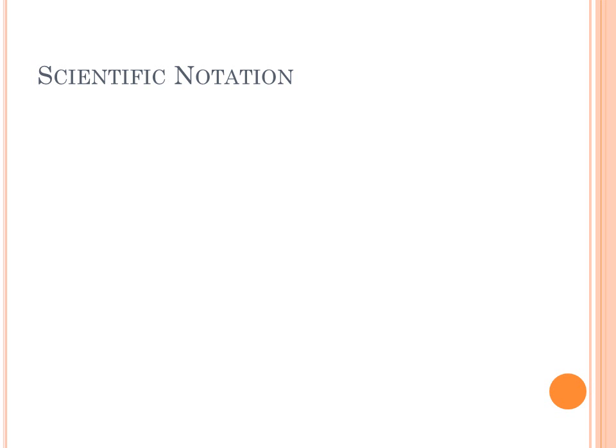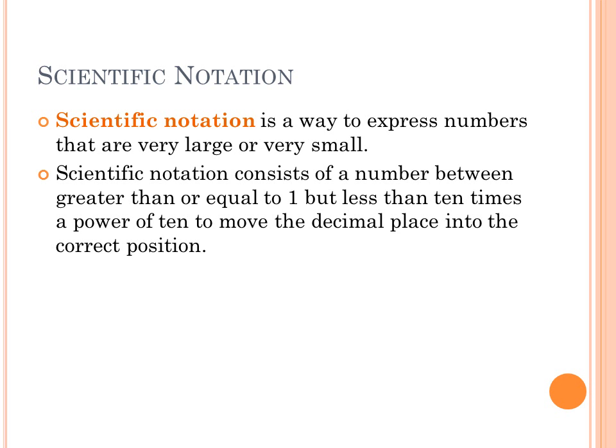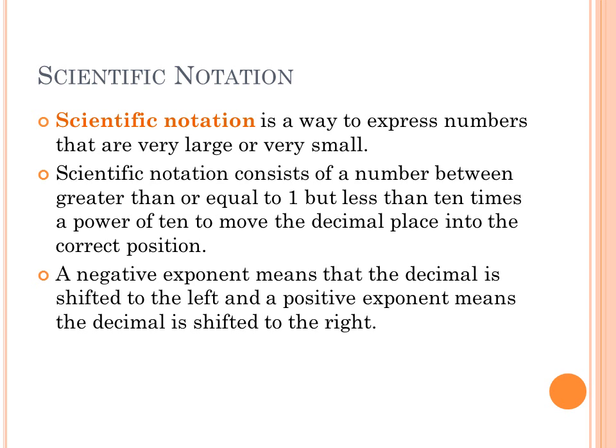Speaking of scientific notation, let's give a brief definition of what that is. It's a convenient way that is often used to express numbers that are very large or very small in a way that's easily read. Scientific notation consists of a number between 1 and 10, but less than 10, times a power of 10 to move the decimal place into the correct position. A negative exponent means the decimal is shifted to the left, where a positive exponent means the decimal is shifted to the right.